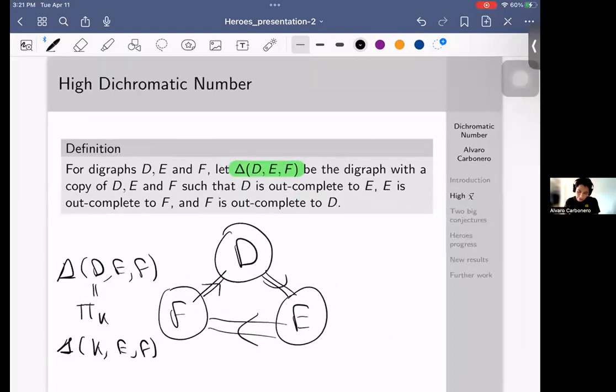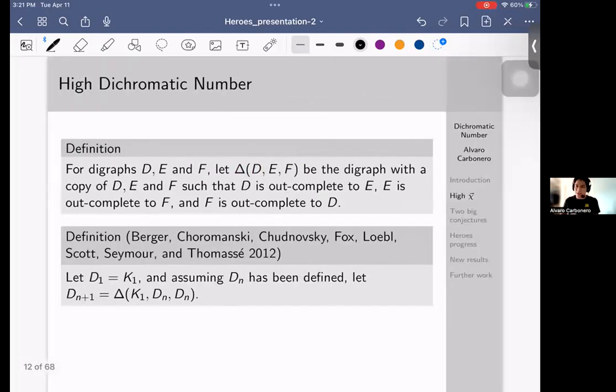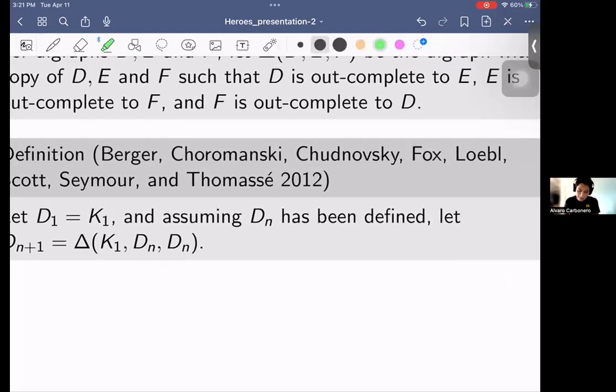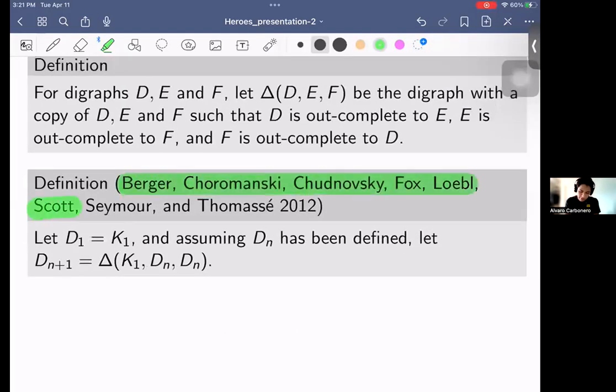All right, so how can we get arbitrarily high dichromatic number? We do this very simple construction first found by this group of 8 people. We will see them again later. They are a very important group.